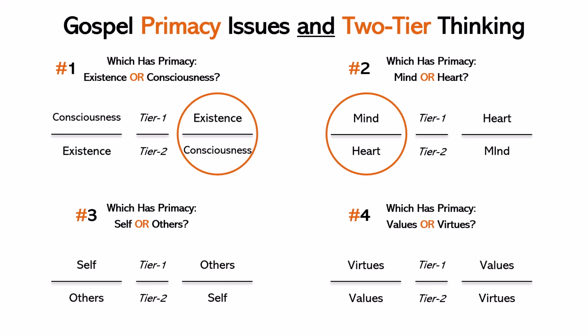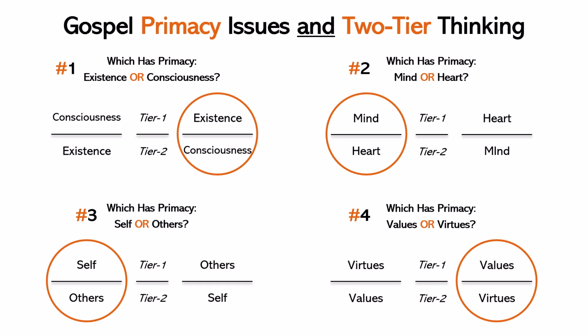Question 3. Which has primacy, self or others? Answer: self. Explanation: the self has primacy because each person is an end in themselves. Your life is the standard of value, and prioritizing your own existence and well-being is foundational to any meaningful engagement with others. Question 4. Which has primacy, values or virtues?